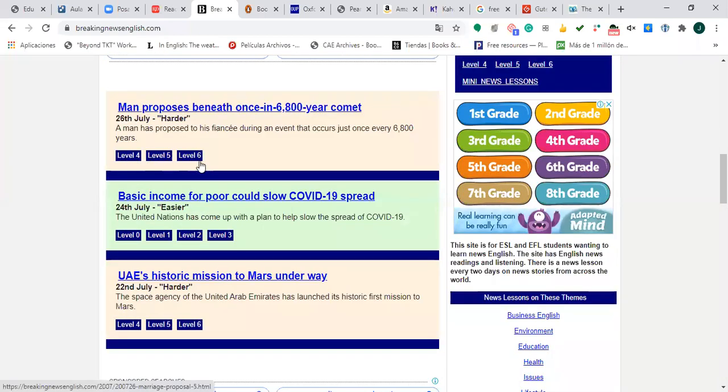Notice 4, 5, 6, this is for intermediate, upper intermediate or advanced level. Here, this is from basic beginner level, 0, 1, 2, 3. So you can choose the level. It means that you can choose the type of activities. For example, let's start with this.